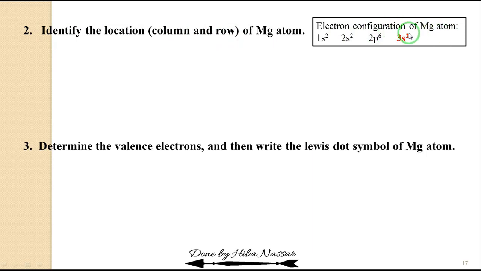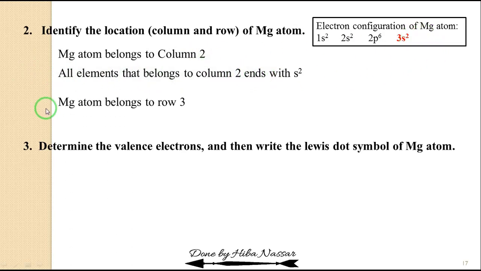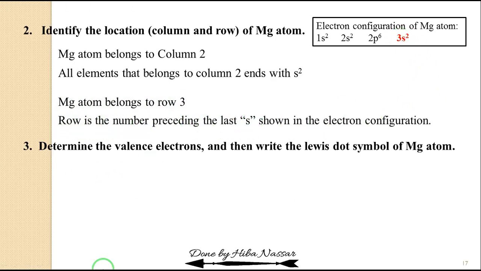Looking at the electron configuration for magnesium, we can say that magnesium atom belongs to column 2. My justification is that all elements that belong to column 2 end with s2. We can say also that magnesium atom belongs to row 3, since the row is the number preceding the last s shown in the electron configuration.